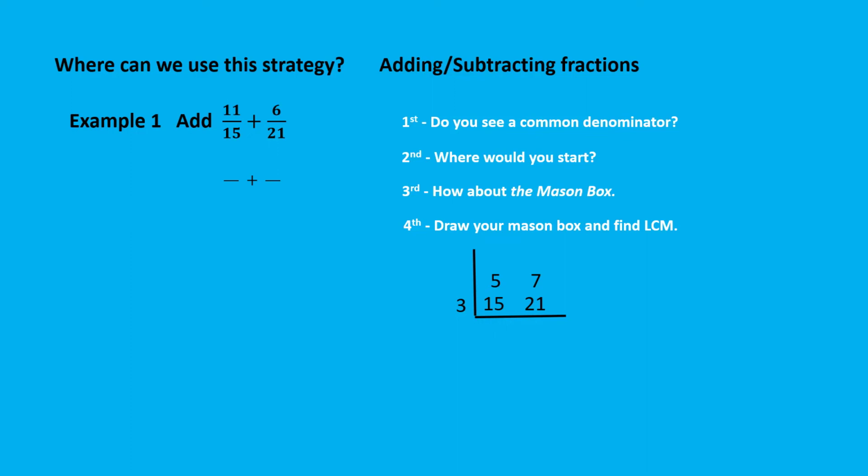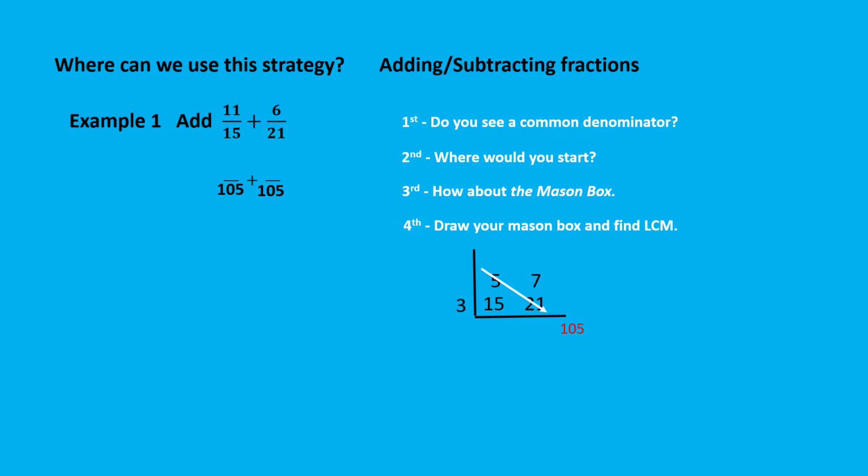So now we want to find the LCM, which is also the least common denominator for these two numbers. So we could take 5 times 21 or 7 times 15. I think 5 times 21 is a little easier, so I multiply. We get 105, which is your common denominator now.